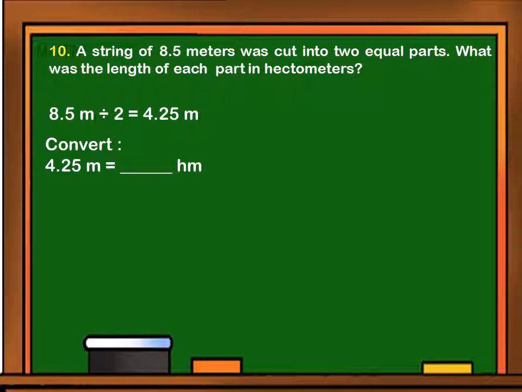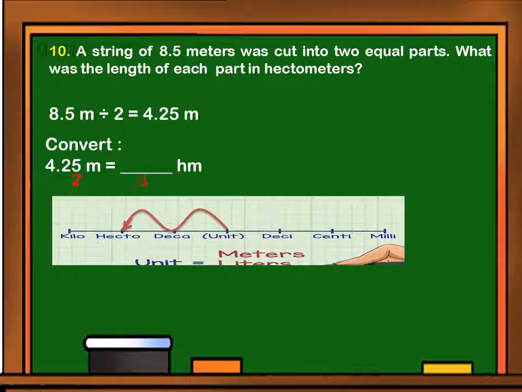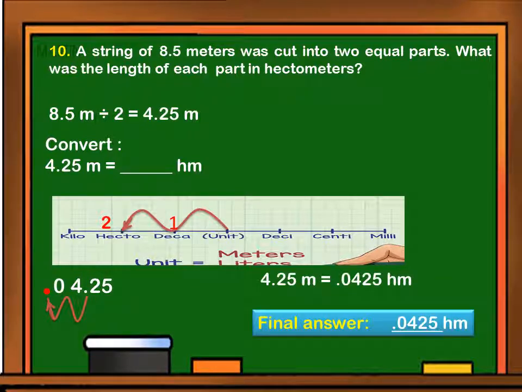Because we are looking for the length of each part in hectometers, there are 2 steps going to the left, from meter to hectometer. So, we have to move the decimal point 2 places going to the left. 4.25 meters equals 0.0425 hectometer. Final answer, 0.0425 hectometer. The length of each part in hectometers.